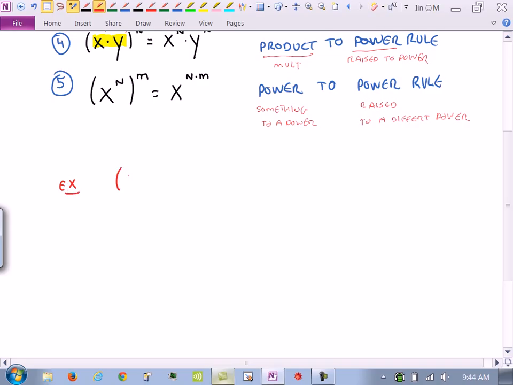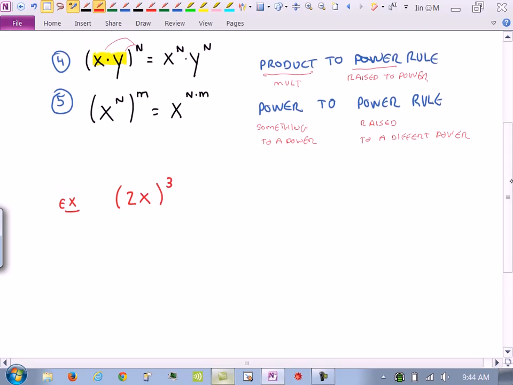How about this? 2x to the third. You tell me, which property am I going to use? Am I going to use property 4, where it's a product to a power, or am I going to use property 5, where it's a power to a power? 4? 5?